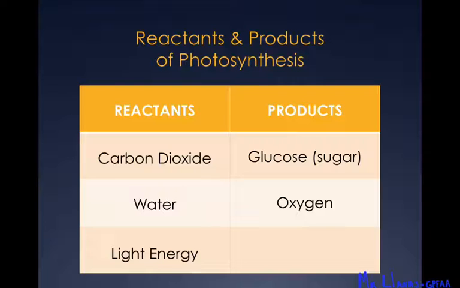Okay, the reactants and products, you need to be able to identify both. The reactants of photosynthesis are carbon dioxide, water, and light energy. That's what goes into the reaction. The products, which is what comes out of the reaction, are glucose, sugar, and oxygen. Glucose is just sugar. That's the reason it's in parentheses. All right. So again, make sure you're able to identify both of those.